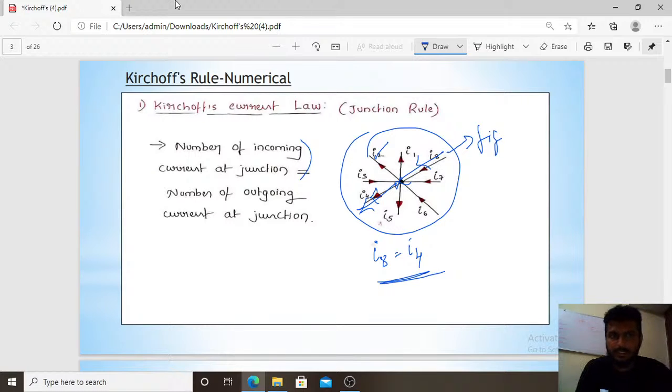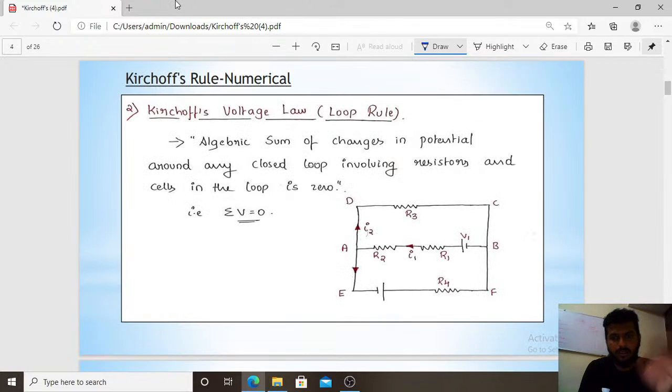Where it is used: it is used in problems in terms of I1, I2, I3. Before going for the elimination method, we use Kirchhoff's current law so that we get similar parameters. Similar parameters means I1, I2, like that. We will go for it next.